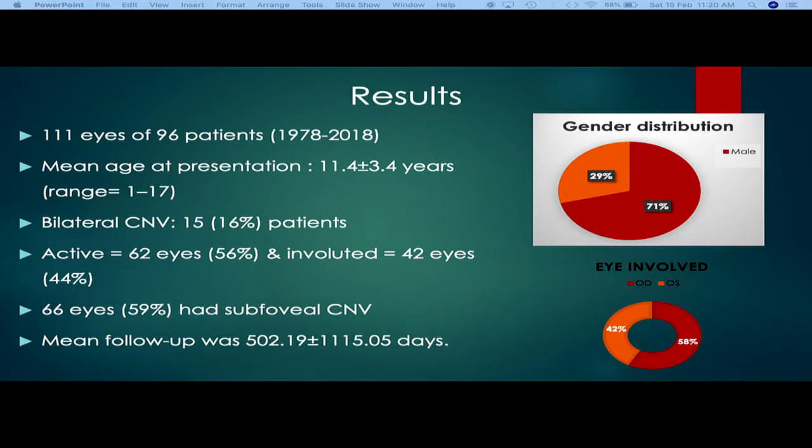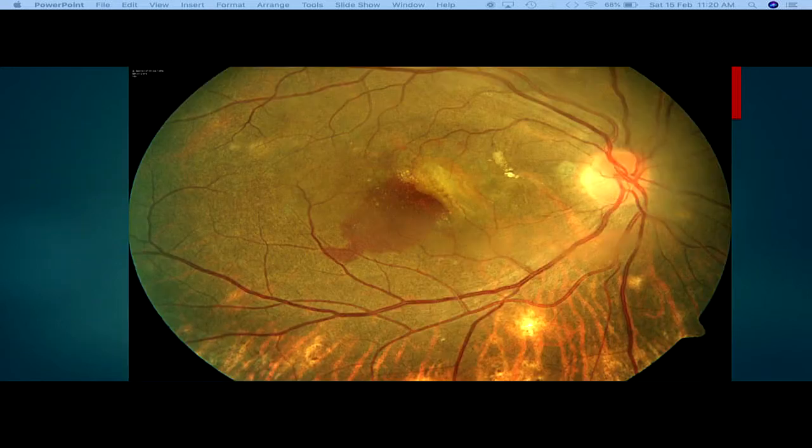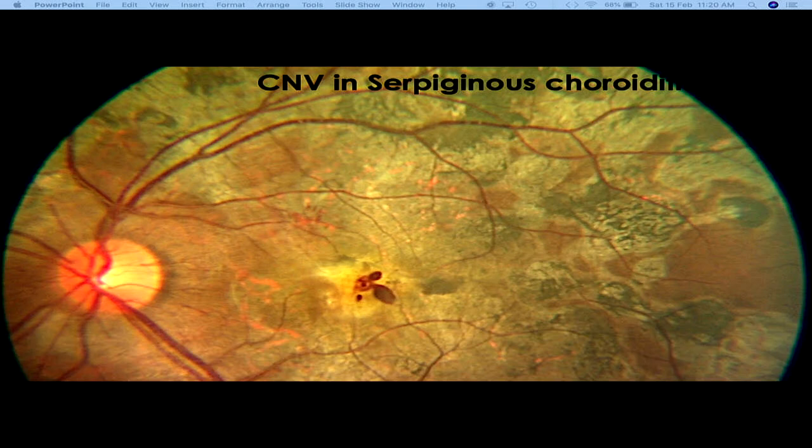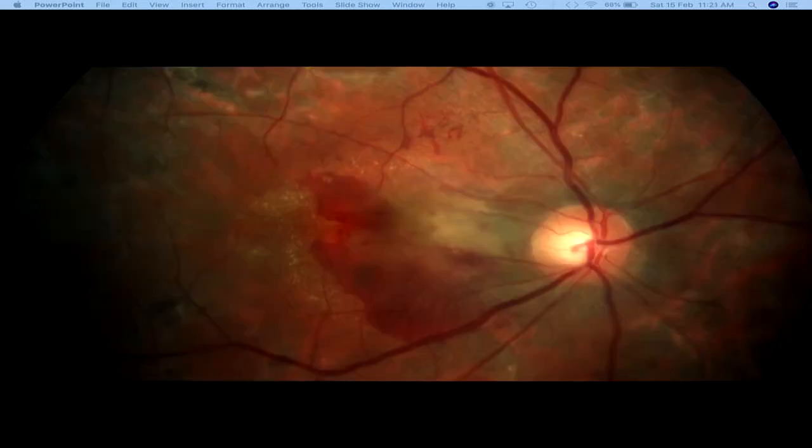So we looked at 111 eyes of 96 patients, and we saw that most of these kids presented when the membrane became subfoveal. So CNV can present with coexisting active choroiditis, as in this case, and the choroiditis may appear as lesions radiating from the optic disc, or after the inflammation has subsided with superficial and deep retinal hemorrhages. So these could be indicators of an underlying CNVM.